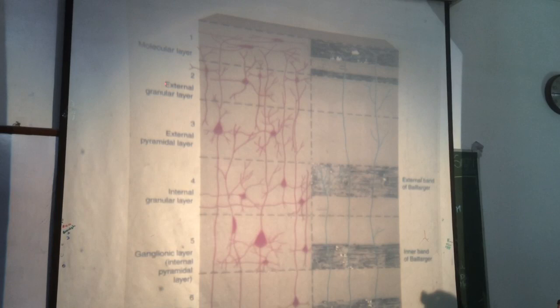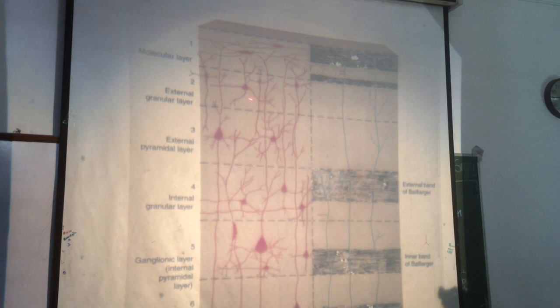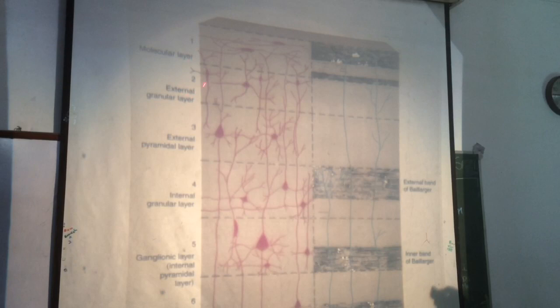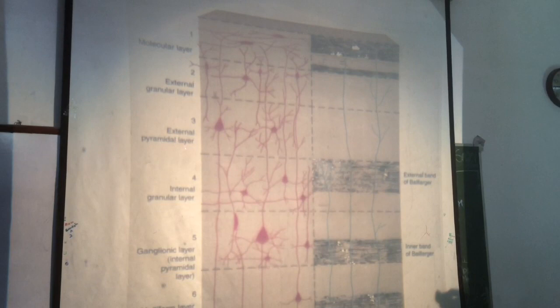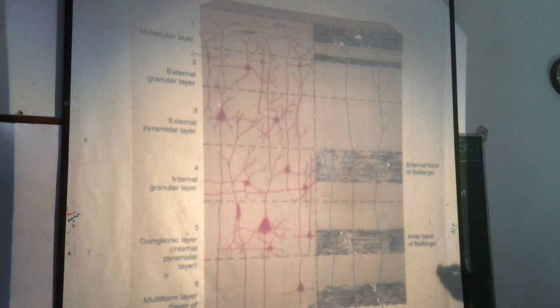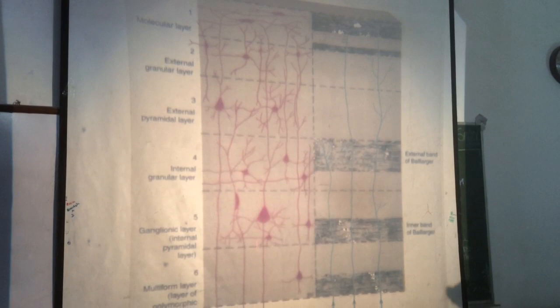Then is the external granular layer. It consists of stellate cells and small pyramidal cells. The third layer is the external pyramidal layer, which contains pyramidal cells; their dendrites pass through the outer layers, and their axons pass into the white matter.